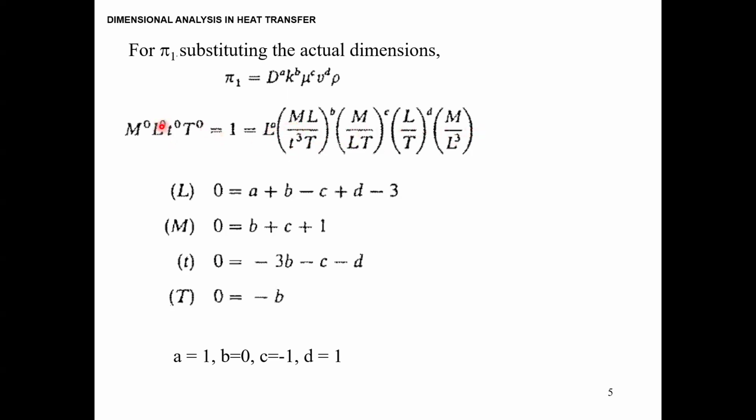So 0 on your left hand side should be equal to A plus B minus C, and plus D, and you have L to the power 3 at the bottom, so it's minus 3. Likewise, you can write down different equations for the four fundamental units you have here, and four unknowns, A, B, C, D. So you have four unknowns and four equations, and you can solve them to get A, B, C, and D.